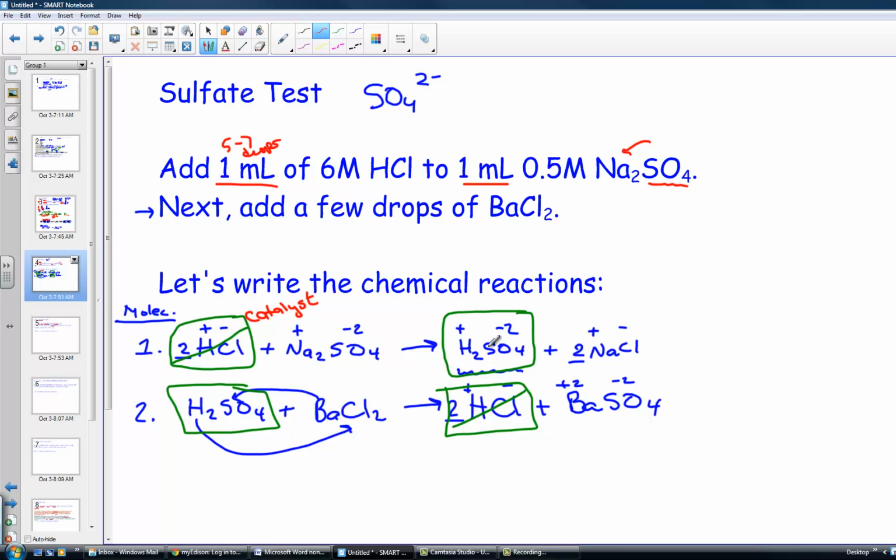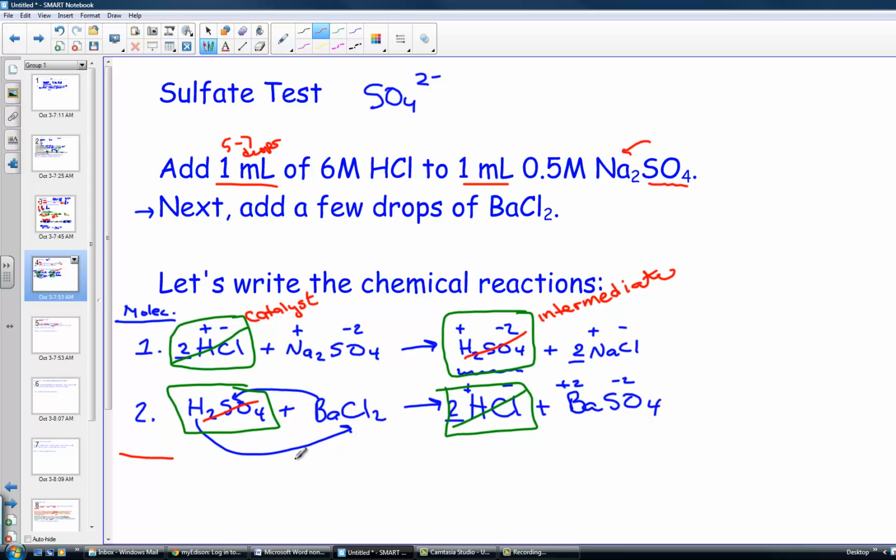Here's a word for something that's made and then completely used in the next step. It's called an intermediate. In step number 1, we made sulfuric acid. In step number 2, we immediately consumed it. It also cancels from the overall equation.